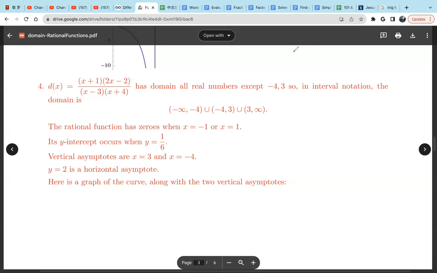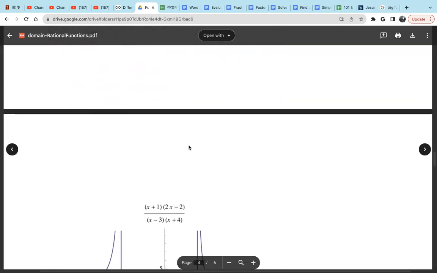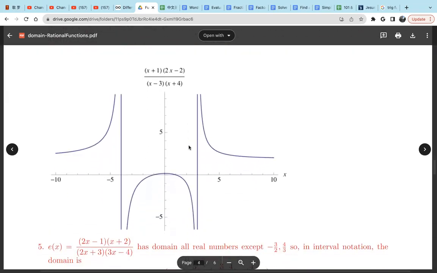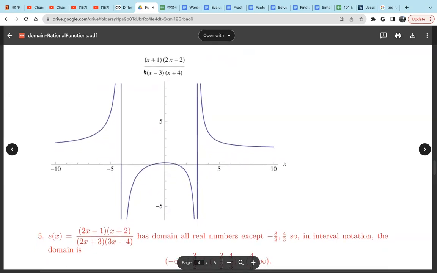With all this information, now you can sketch the graph. Notice it's a sketch, it's not an exact sketch. So we have those 2 vertical asymptotes. We have a horizontal asymptote at y equals 2, somewhere here.